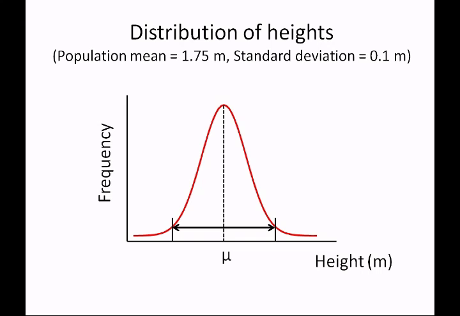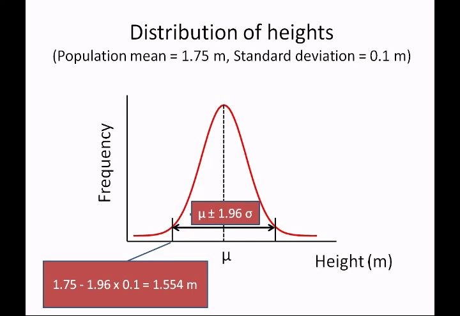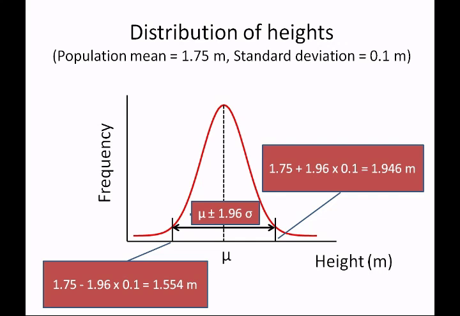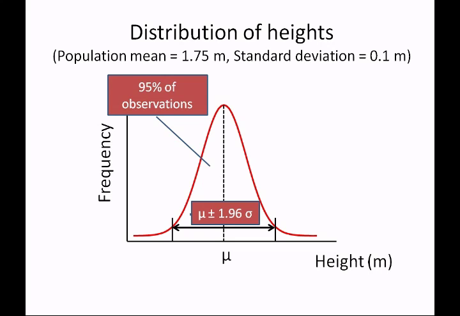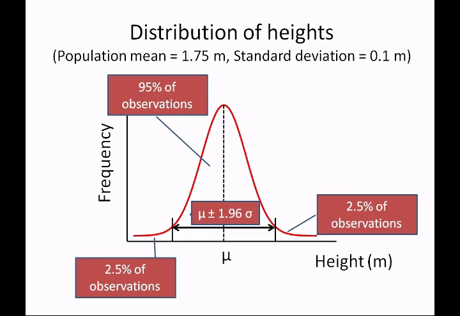Now, if we look at this from a slightly different angle and take a range from the mean plus or minus 1.96 standard deviations, we find that range now extends from 1.554 meters at the lower end to 1.946 meters at the upper end, and we find that those limits actually contain 95% of all observations. And we're left with 2.5% of the observations at one end of the distribution and 2.5% of all observations at the other end of the distribution.